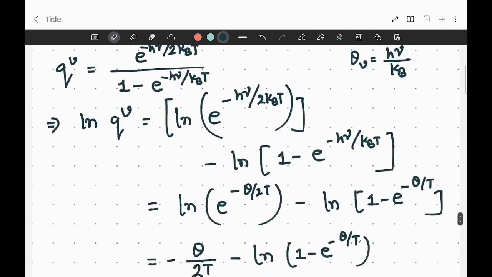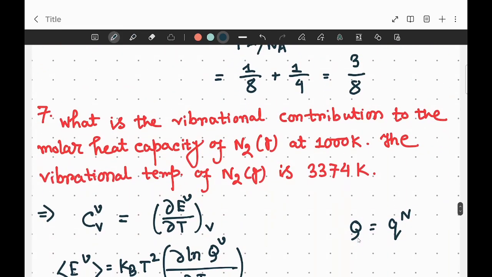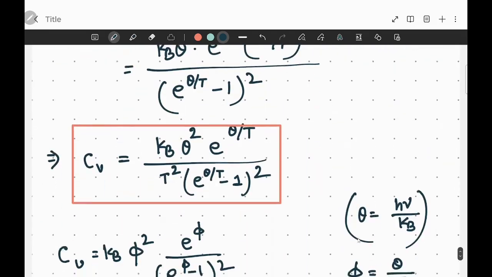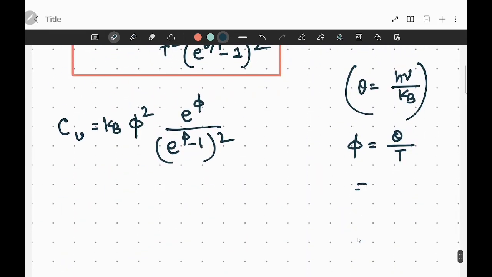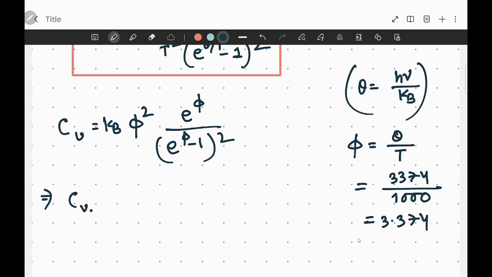In the question, they have asked for the N2 vibrational contribution at 1000 Kelvin, and the rotational temperature is also given. Okay, so now we can do it. Theta is 3374 and temperature is 1000, so it is eventually 3.374. Phi is 3.374. Okay, and if you consider it for molar, then it will be CVM.